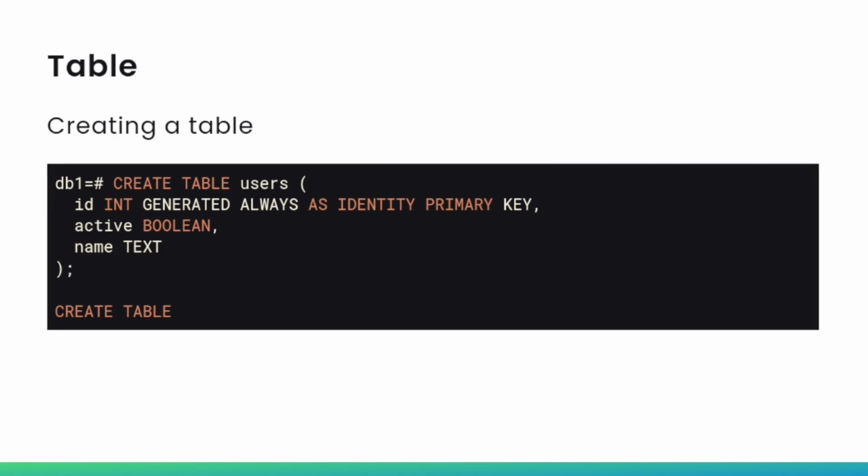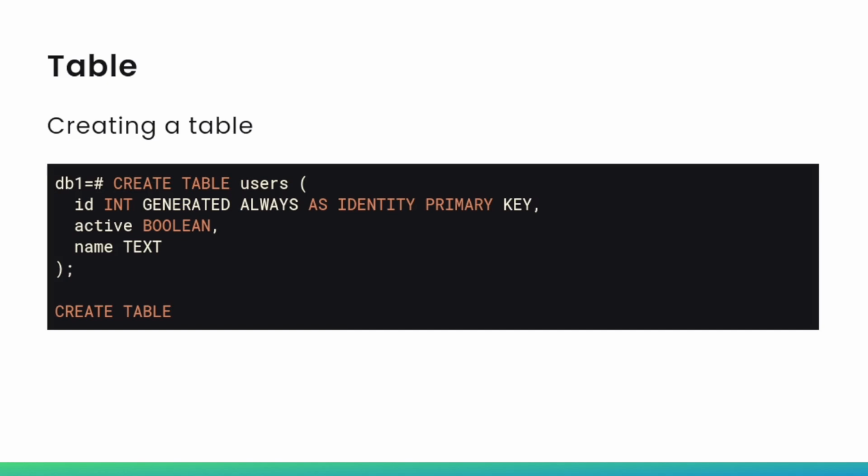To create a table in Postgres, we can use the CREATE TABLE command followed by the name of the table. In this case, CREATE TABLE users. Inside parentheses, we give a list of column names, id, active, name, and their types: int, boolean, text. So in our case, we have a users table with an id column, which is an integer, an active column to indicate if the user is active or not, which is a boolean, accepting true or false, and we have the name, of type text, which is unrestricted text.